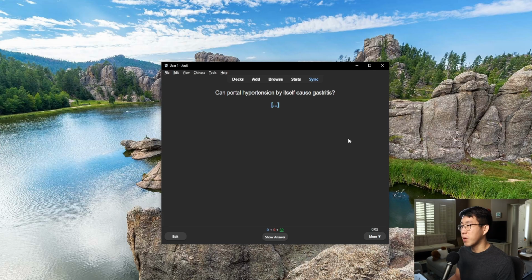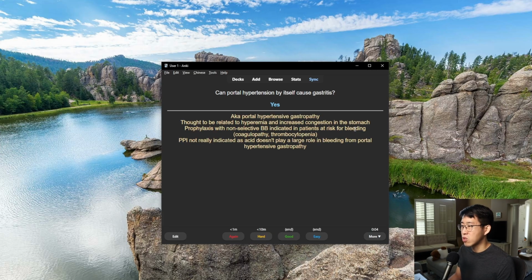Can portal hypertension by itself cause gastritis? The answer is yes. This is called portal hypertensive gastropathy. It's thought to be related to hyperemia and increased congestion in the stomach.